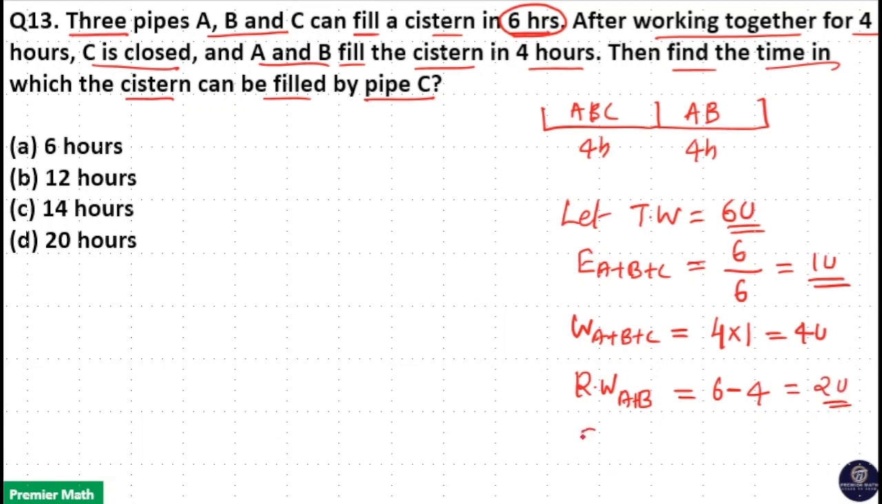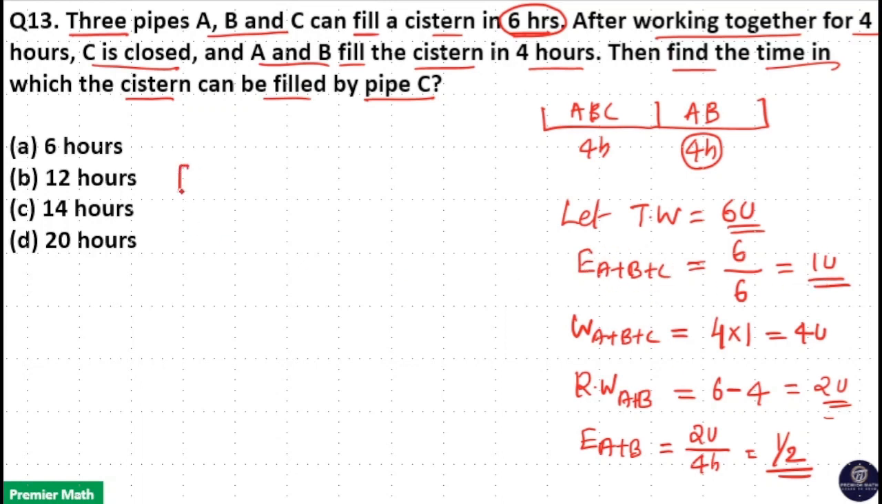Now the efficiency of A and B: the work completed by A and B is 2 units, divided by 4 hours, since this 2 units of work is completed in 4 hours. So 2 units by 4 hours is equal to 1 by 2. So the efficiency of A and B together is 1 by 2, and the efficiency of ABC together is 1 unit.